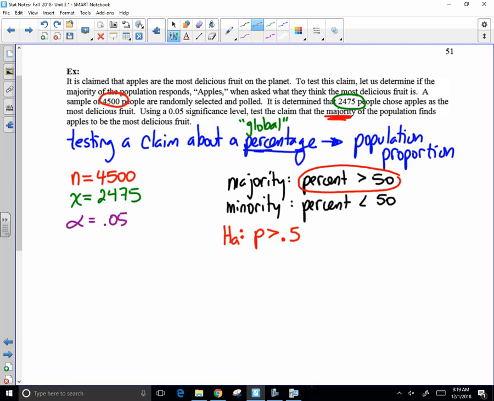We're just pulling information out of the problem. I know it's an HA because it doesn't have an equal sign. The only type of hypothesis that has an equal sign is the null hypothesis. All right? So you look at it and say, okay, well, where am I getting the null hypothesis? Well, my null, my H0, is going to be made up of the same exact ingredients as the alternative.